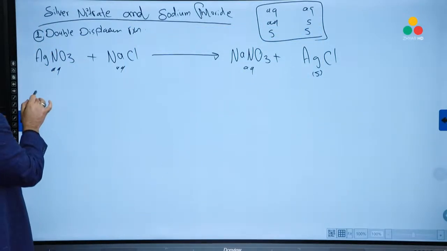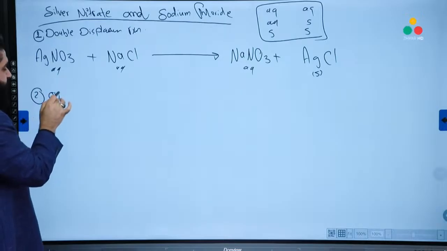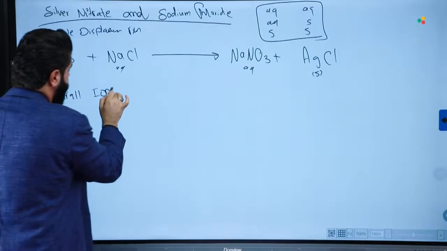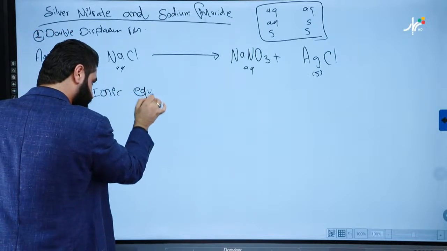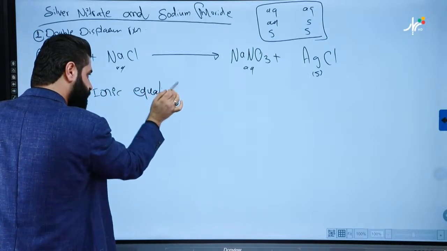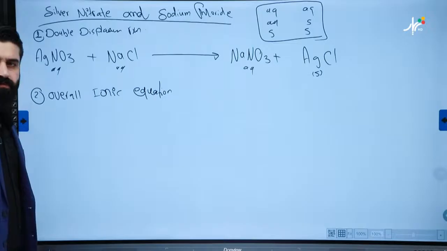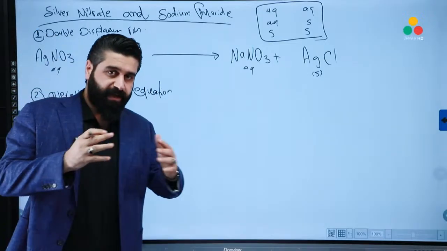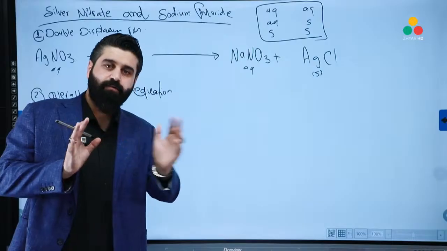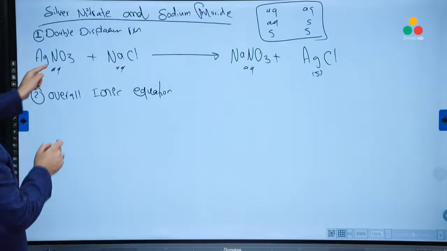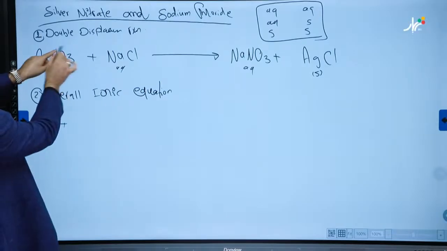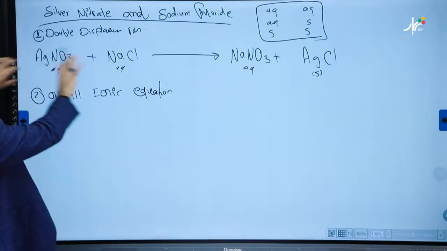The second point: the overall ionic equation. What do we have to do with the overall ionic equation? Split, separate all the ions in the aqueous compounds. This is aqueous, so split it. It will become Ag plus, then NO3 negative, both aqueous.